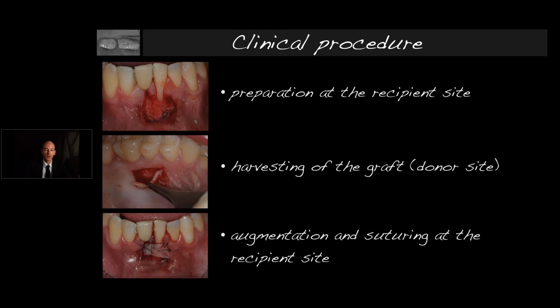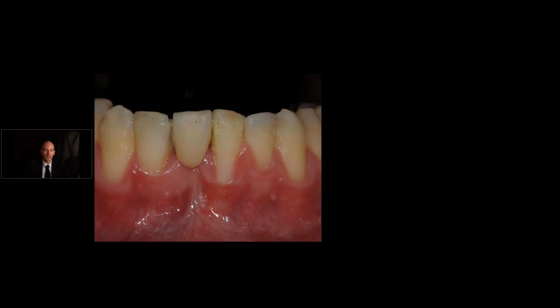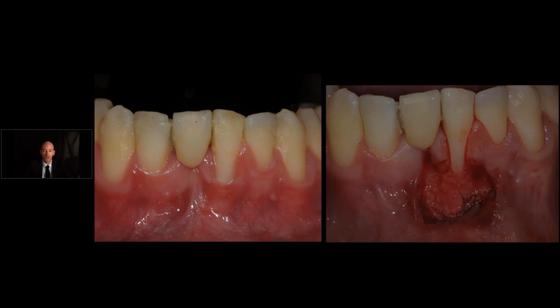So we're having a closer look at one of the cases. What you can see here, there is a missing lower central incisor. There is a very minimal width of keratinized tissue. So the procedure that was most often reported in the literature, we're going to prepare an apical apposition flap, thereby exposing the recipient area and exposing the periosteum.